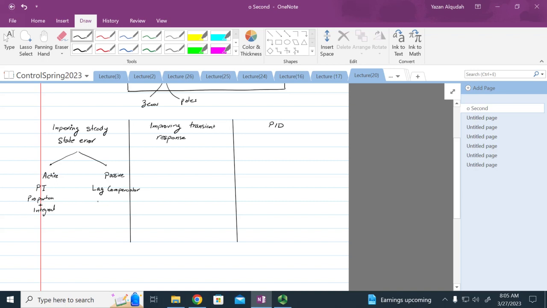And this compensator is going to have a transfer function that is S plus ZC divided by S plus PC. And the PI controller is going to have a transfer function that is S plus A divided by S. Does that make sense, everybody?